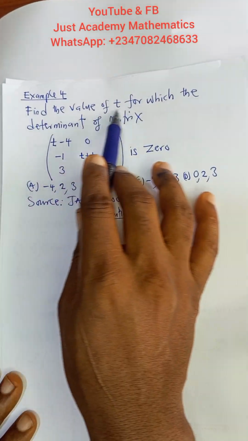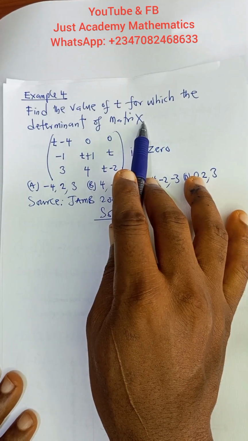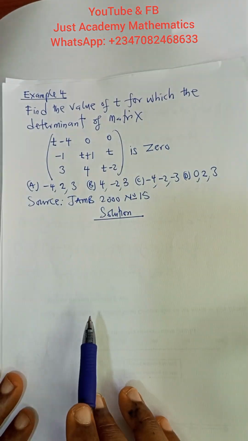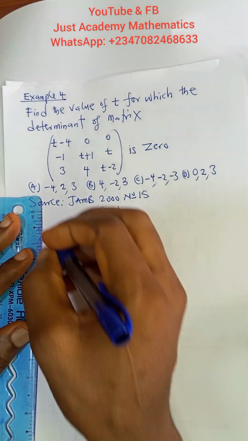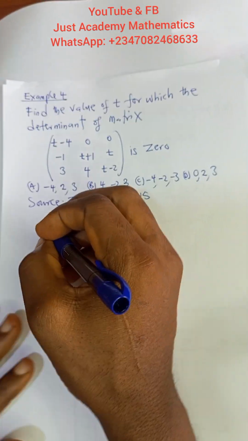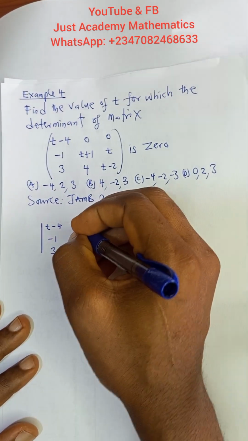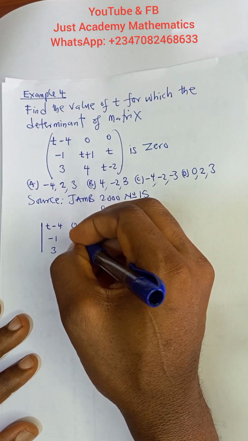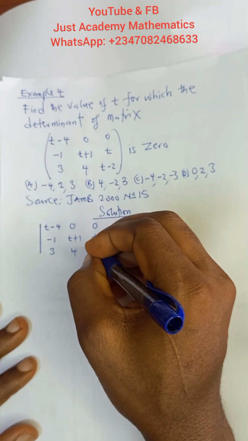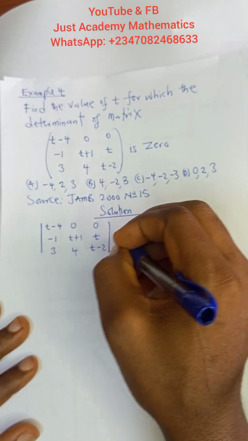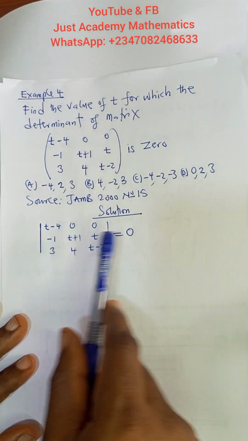Now, they say find the value for t for which the determinant of this matrix is 0. What they are saying is that we should find t when the determinant, what do we mean by the determinant? This is the determinant. When you have this like this, this is t minus 4, this is minus 1, this is 3. This is 0, t plus 1, 4. Then this is 0, t, then t minus 2 is equals to 0. That is what it means. The determinant of this equals to 0.